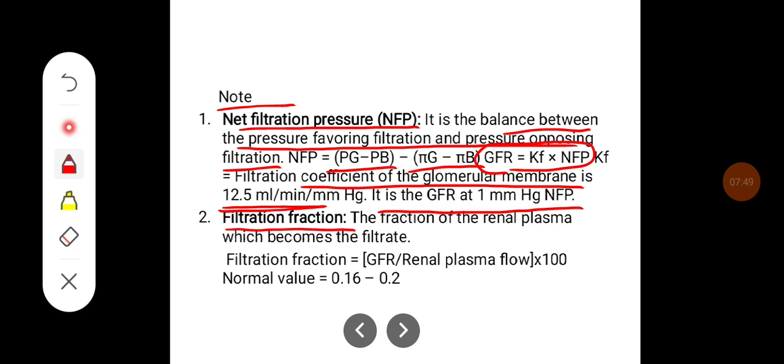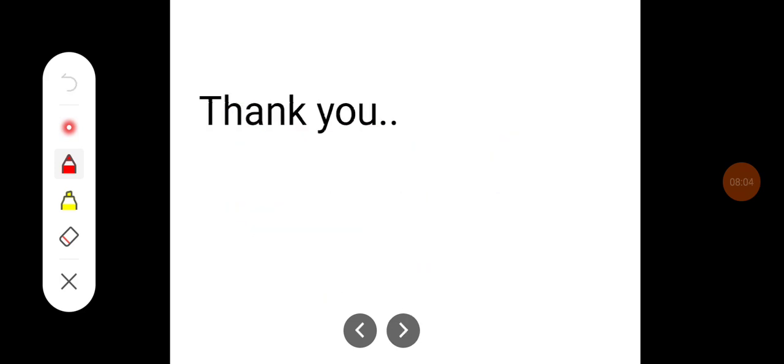Filtration fraction is the fraction of renal plasma which becomes the filtrate. So filtration fraction can be given as GFR divided by plasma flow into 100. Normally it is 0.16 to 0.2. Thank you.